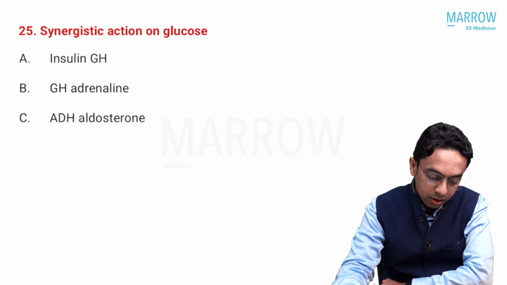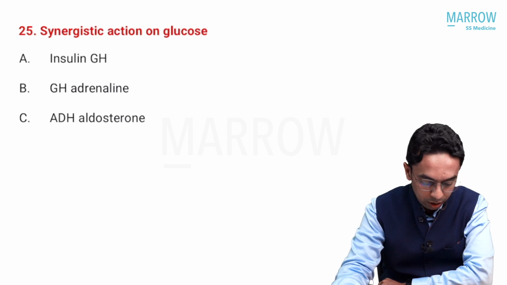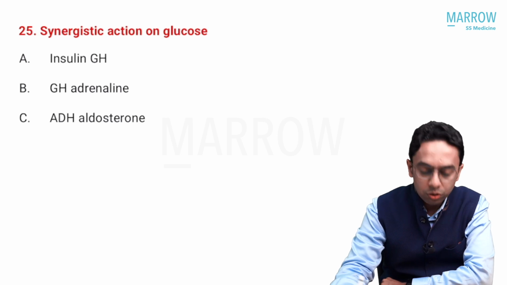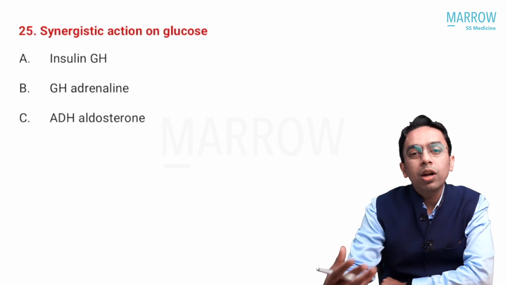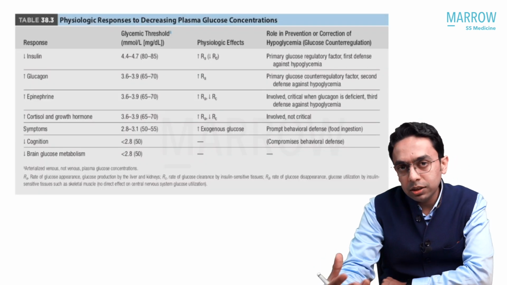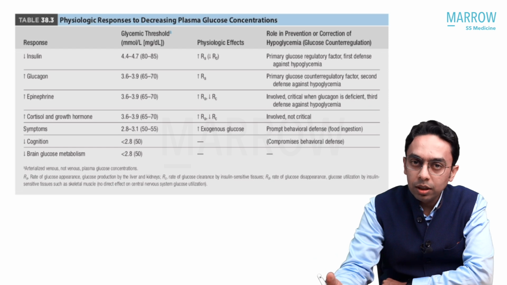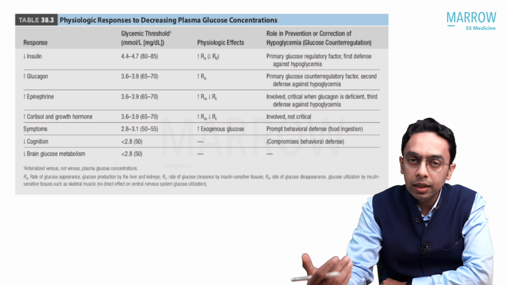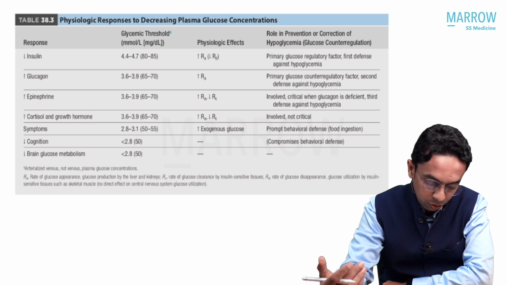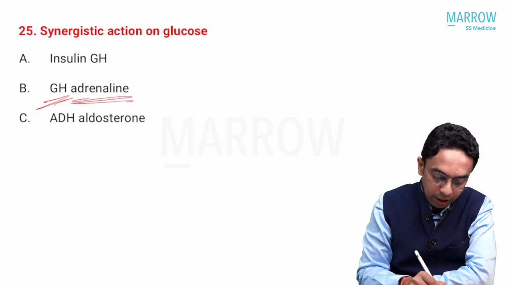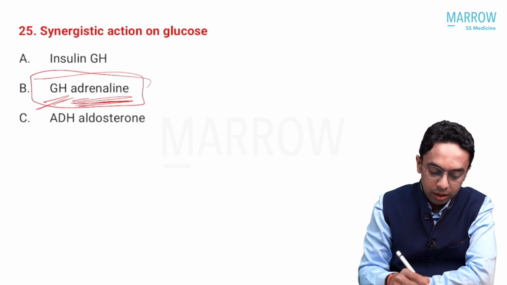Question number 25, synergistic action on glucose: insulin and growth hormone, obviously not. Growth hormone and adrenaline, ADH and aldosterone. So we know that this is easy. What happens in hypoglycemia? Whenever the patient has hypoglycemia, initially the insulin decreases, then the glucagon increases, then the epinephrine increases, and later on cortisol and growth hormone also have this effect. So our answer is growth hormone and adrenaline. These have synergistic action on glucose.